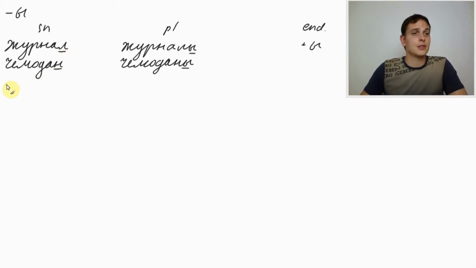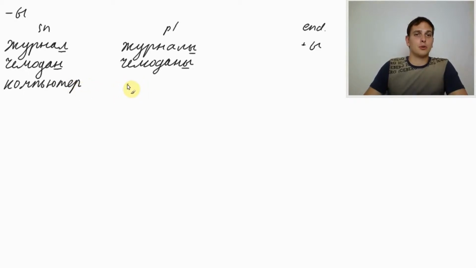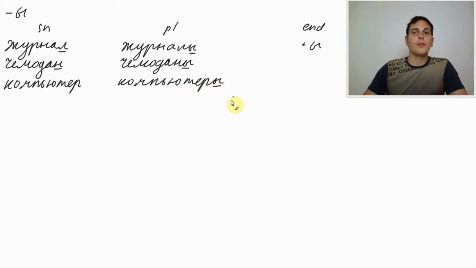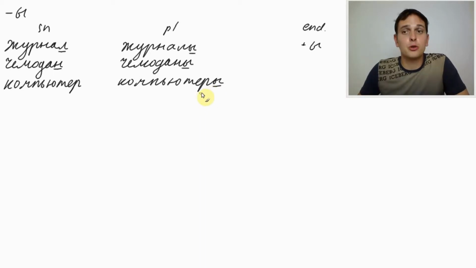Компьютер is computer. How would we build a plural of компьютер? Компьютеры. Well, but in Russian language there are so many hard consonants, there are so many consonants.